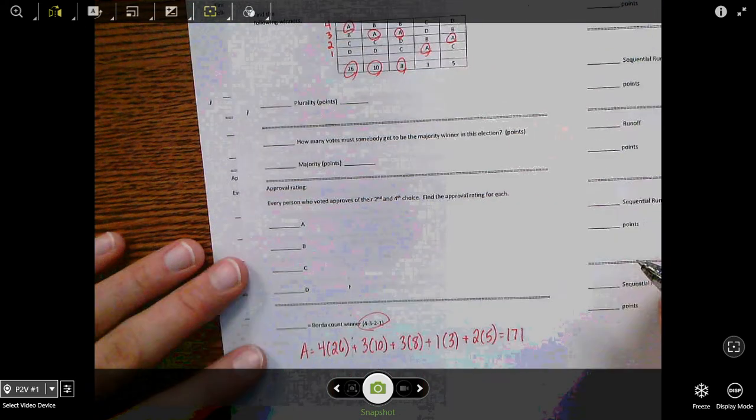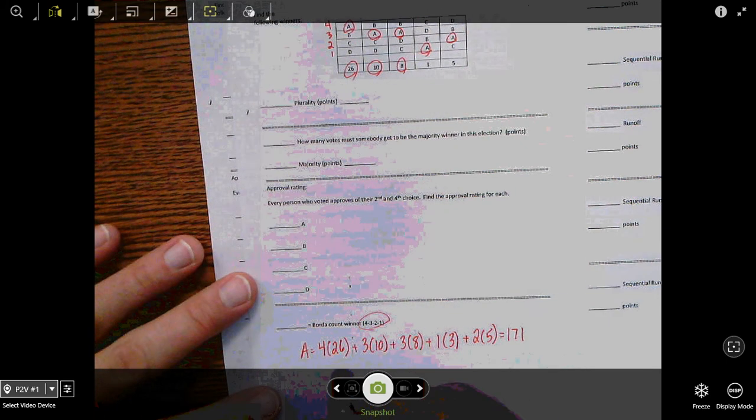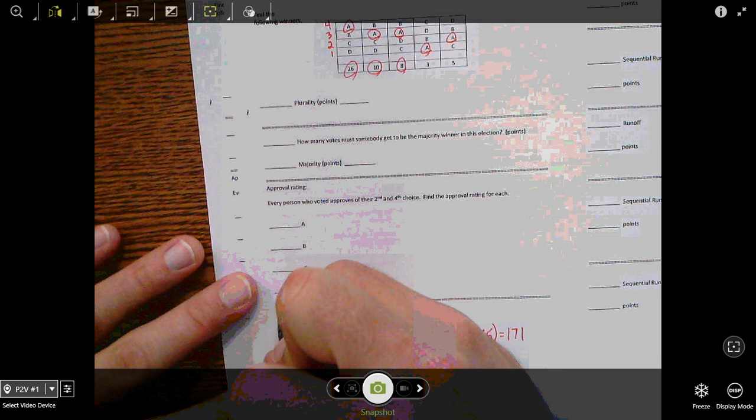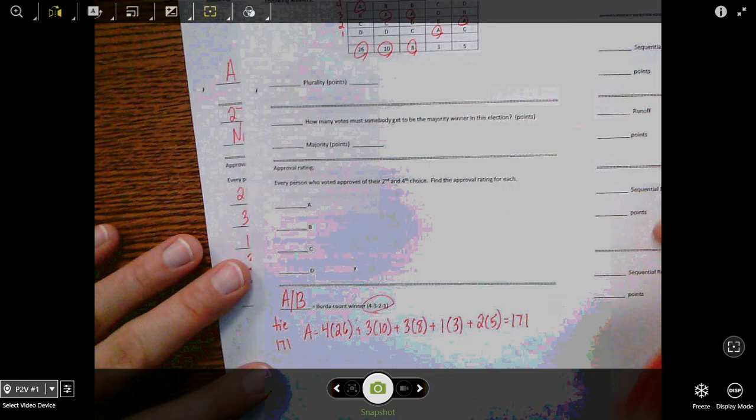All right. Now, B, C, and D, I'm not going to do that just because I don't have enough time, but this ends up being a tie. So A and B actually have a tie with 171 votes. All right. So moving on. Let me go back to my old piece of paper here.